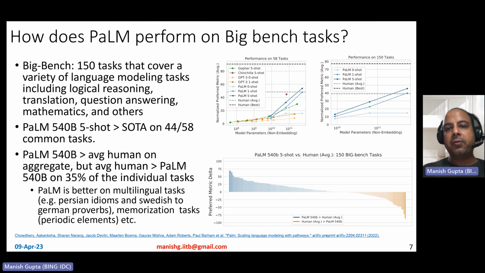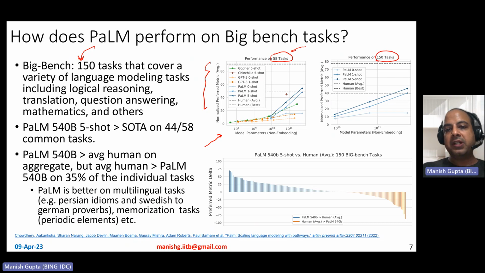So how does PaLM perform on BIG-bench tasks? BIG-bench is another NLP benchmark with 150 different tasks that cover a variety of language modeling tasks, including logical reasoning, translation, question answering, mathematics, and many others. Here is a plot which shows how it performs on a set of 58 tasks. BIG-bench, of course, has 150 tasks, but initially only 58 tasks were released, and that is why several people have reported results on just those tasks. On those initial tasks, these are the results. On the entire 150 tasks, these are the results.